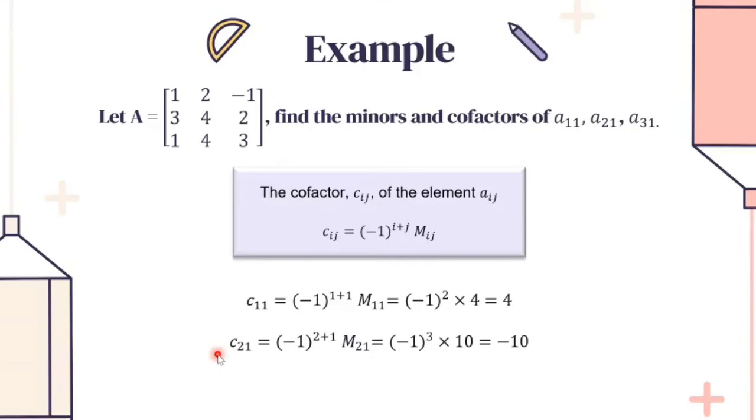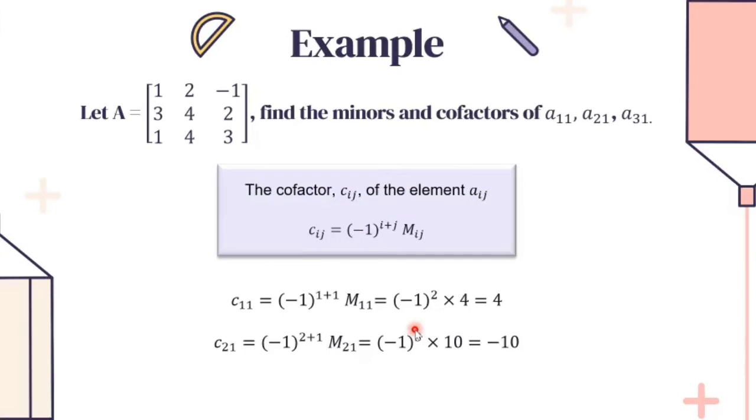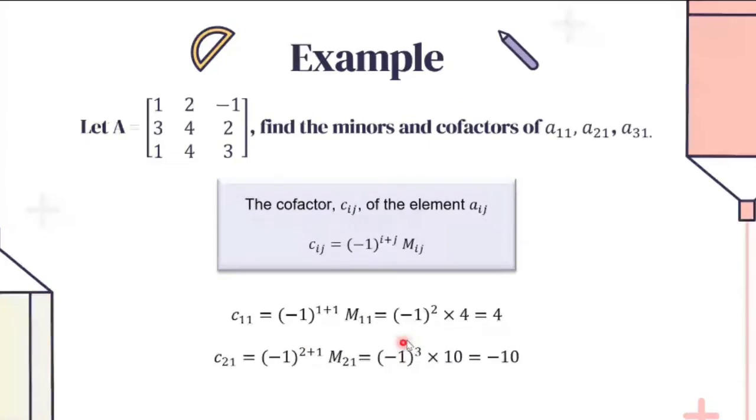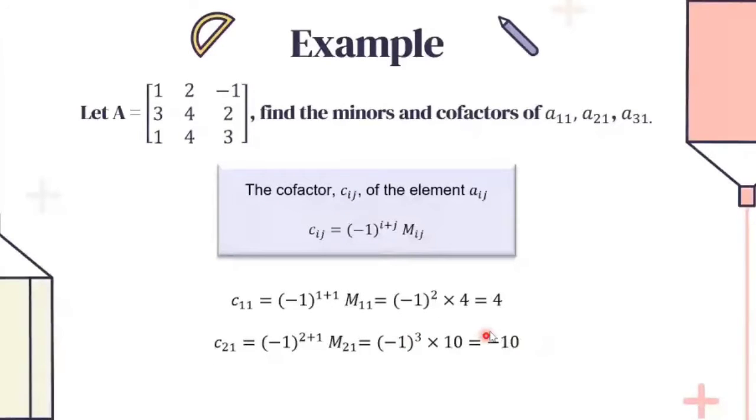Now we're going to find C21. Negative 1 to the power of 2 plus 1, because 2 is the row and 1 is the column. So 2 plus 1 is 3, times M21 that we already found just now. If the sum of i and j is an odd number, the cofactor is negative. You guys must remember this.